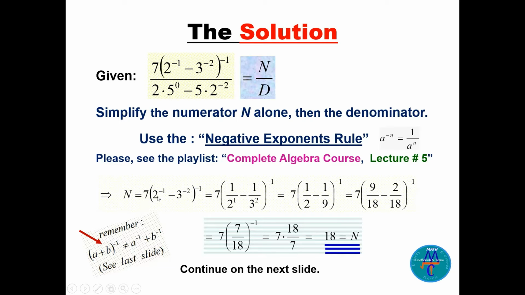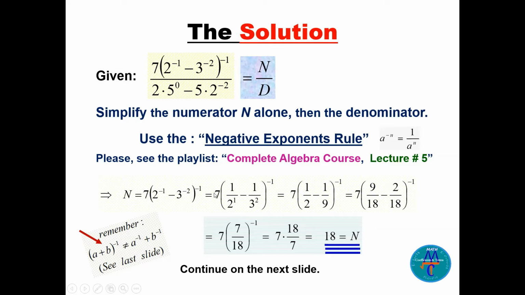7, we leave it. Now, the big mistake you can make here is to distribute the minus 1 on these powers. Remember, a plus b to the power minus 1 does not equal a to the power minus 1 plus b to the power minus 1. We cannot distribute the power in the case of addition or subtraction. That's completely wrong. You will see that in the last slide with other common math errors. Now let's go back to n.